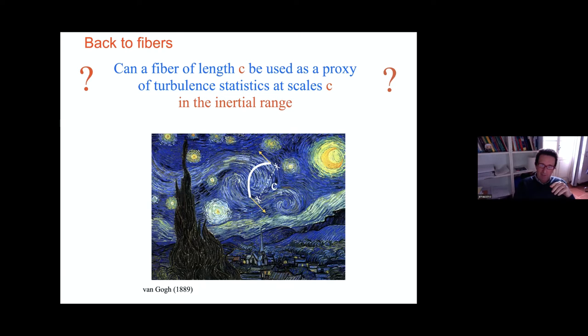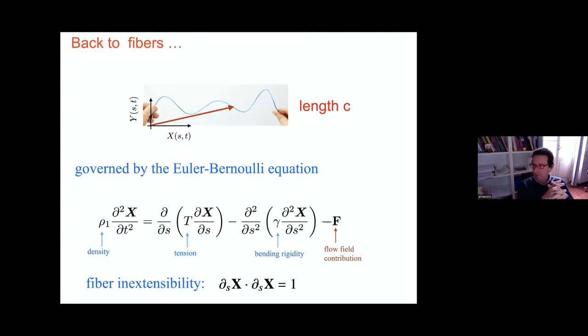So, how to answer this question? Of course, we need a model for the fiber. In all our works, we use the simplest model of fibers, described in terms of the so-called Euler-Bernoulli equation. This model was already introduced by Jeremy in his beautiful talk. Probably Jeremy called this equation the Cosserat equation; it's the same, the name is probably community dependent. It's essentially Newton's second law expressed for this object, which is very slender.